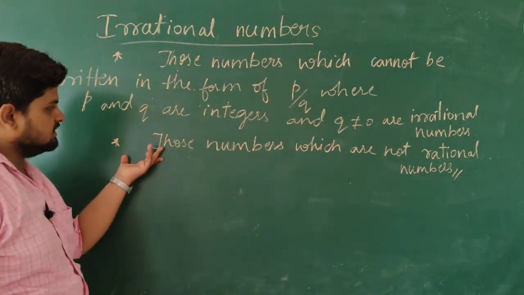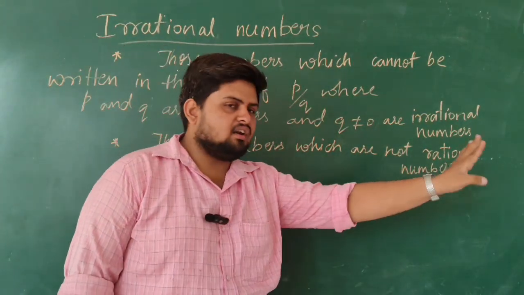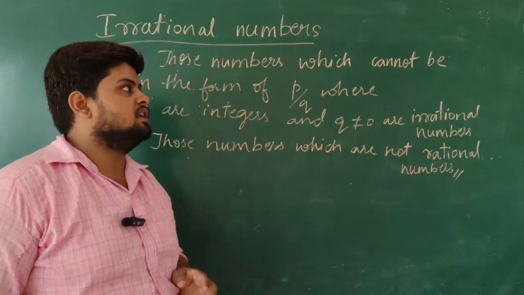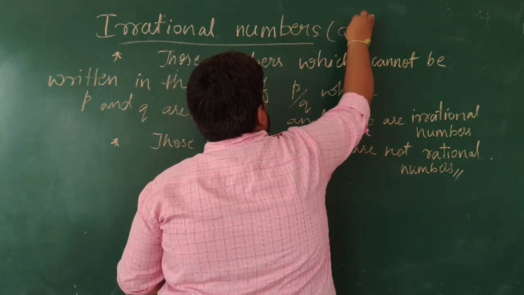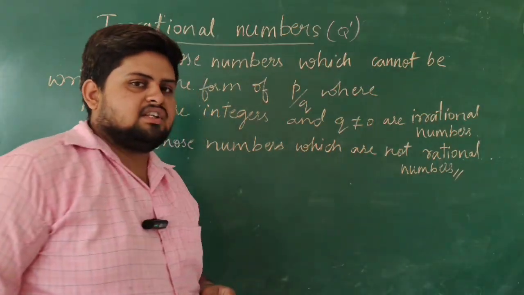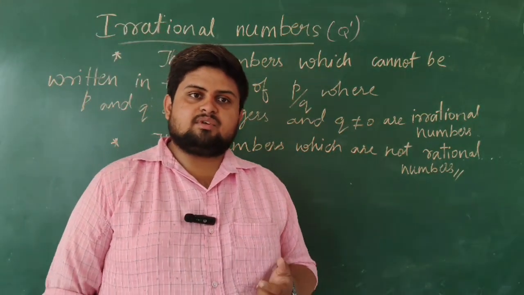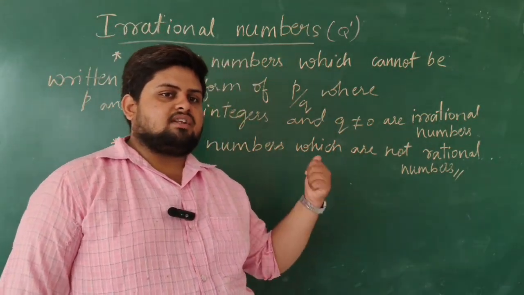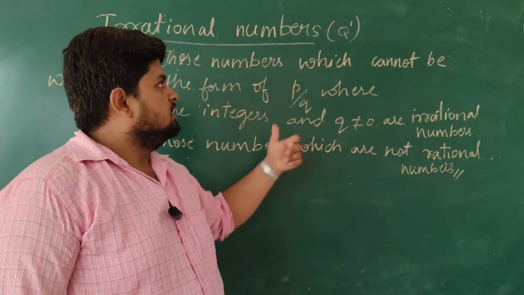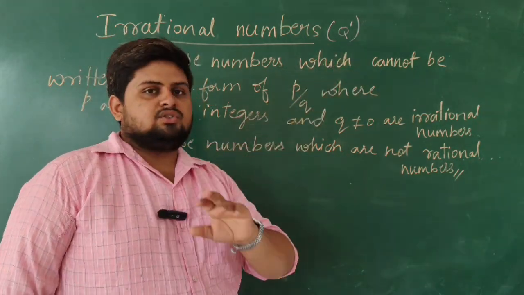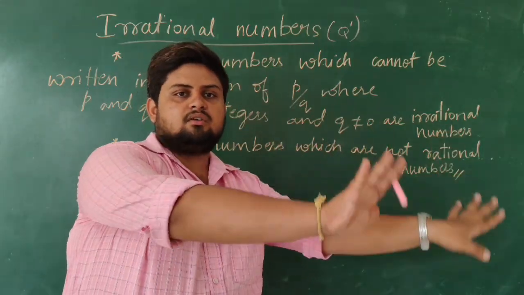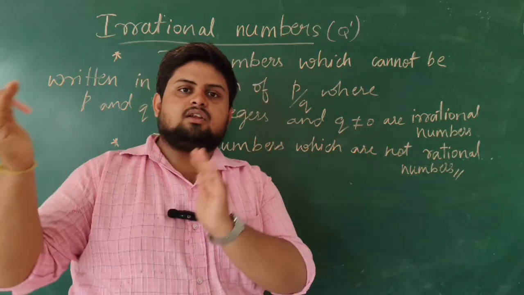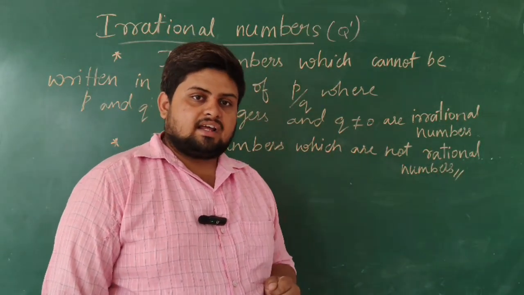In other terms, those numbers which are not at all rational are called irrational numbers. They are represented by the symbol Q dash. We represent rational numbers by the letter Q, whereas irrational numbers are represented by the symbol Q dash. So there is no relation between rational and irrational. Those numbers which do not belong to the set of rational numbers belong to the set of irrational numbers.